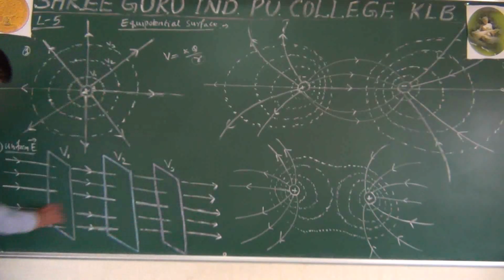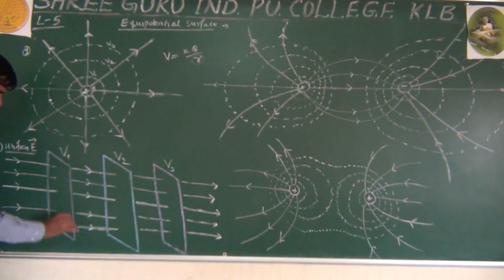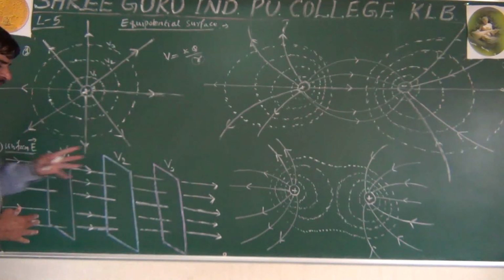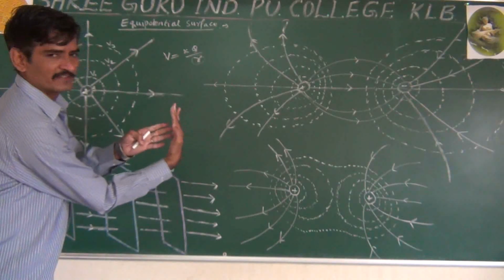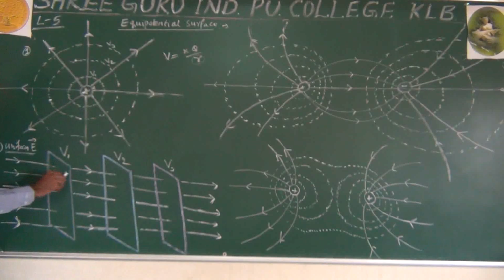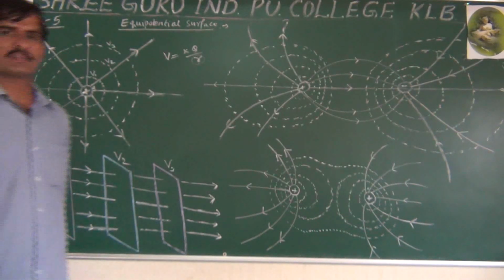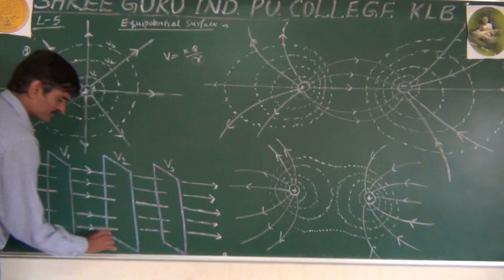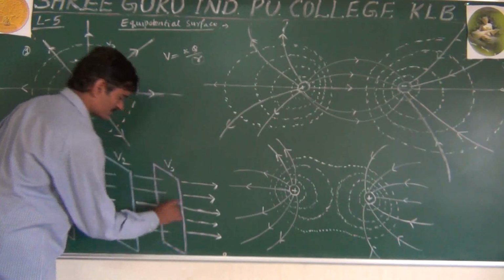In this electric field, if you take all the points lying on this surface, which is perpendicular to the electric field lines, the electric field lines are like this and this surface is like this, all the points on this surface will have the same potential. So it is called an equipotential surface. It is also another equipotential surface, and this is also another equipotential surface.